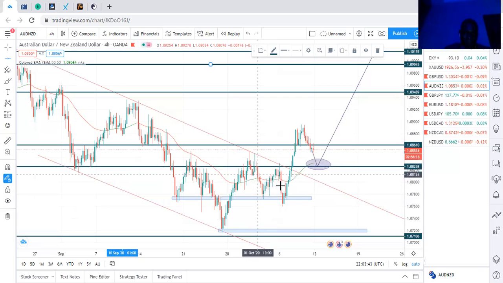So what am I expecting on the AUD NZD right now? What I'm expecting to see on the AUD NZD is for price to come down to the previous support and resistance level to take a buy. Why would I want to take a buy here? Because first of all, price has been respecting this level in the past. If you just keep scrolling to the left, you see that price has respected this level a lot.